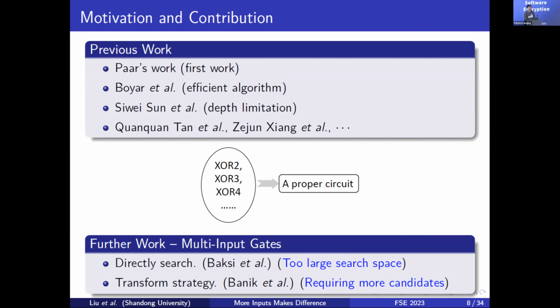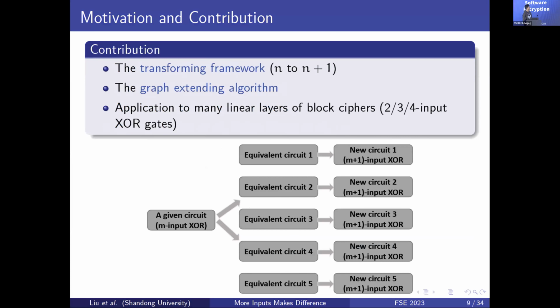Another method is proposed by Bendick et al. It uses a transform strategy to convert a circuit using 2-input XOR gates into a circuit using 3-input XOR gates, but it may require more candidates to get a better circuit. Our paper follows this line of work and proposes a transforming framework. It can transform a circuit using gates with no more than n inputs into a circuit using gates with no more than n+1 inputs. The framework requires a graph extending algorithm.